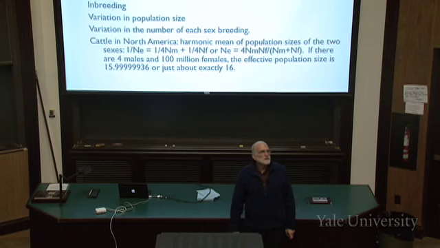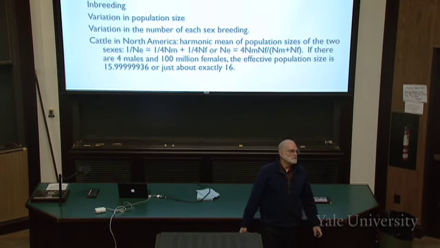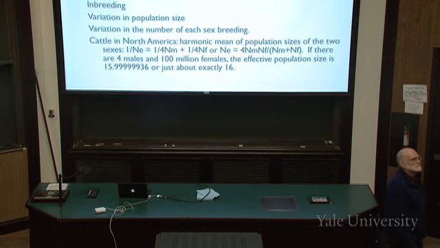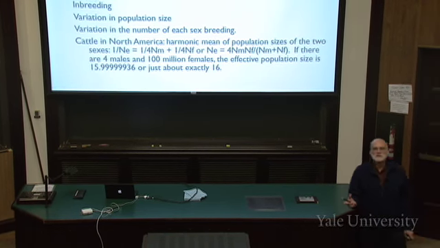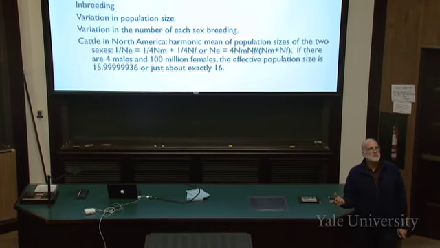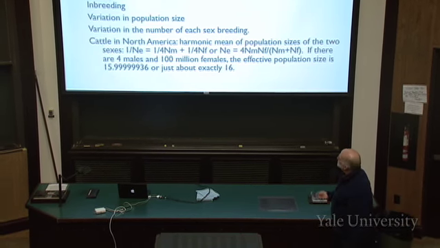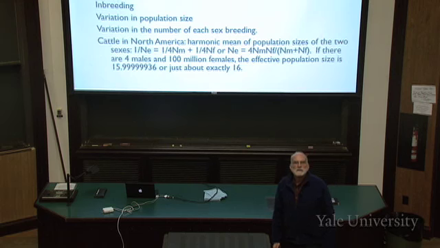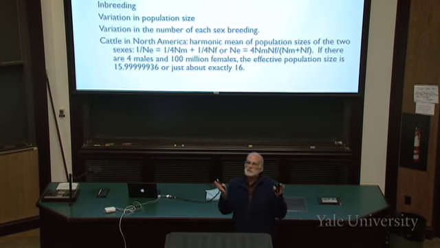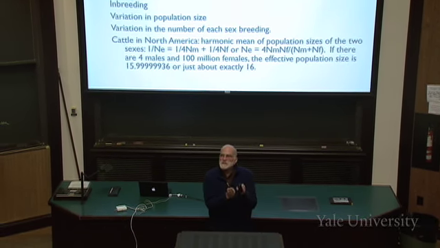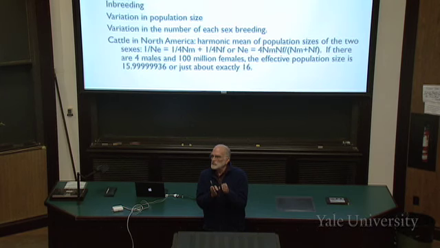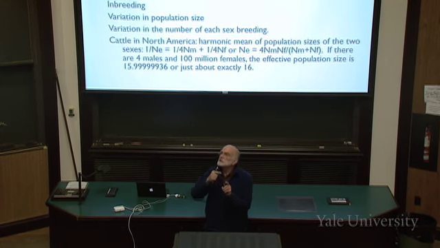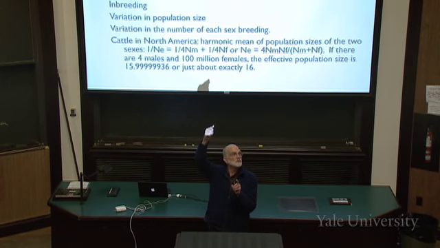They are fertilized by 4 males, on average, through artificial insemination. So there are 4 bulls that are inseminating 100 million cows. Genetically speaking, how big is the population? It's just about 16. Okay, so by restricting one sex to a very small number, we have restricted one pathway that the genes can go through to get to the next generation.